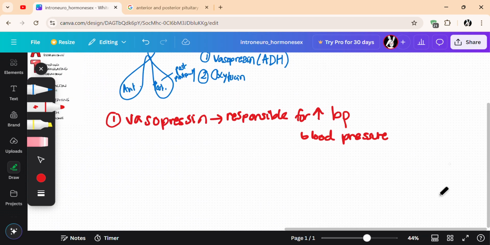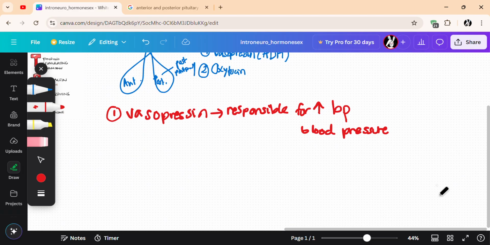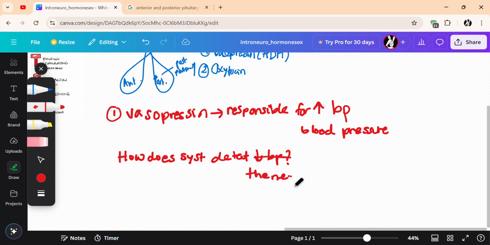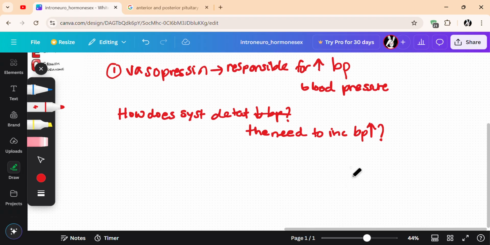So there are many components to this, right? First of all, how does the system, specifically the endocrine system, detect low blood pressure? Or instead of low blood pressure, I would say detect the need to increase blood pressure. So there are actually two ways that this is done.